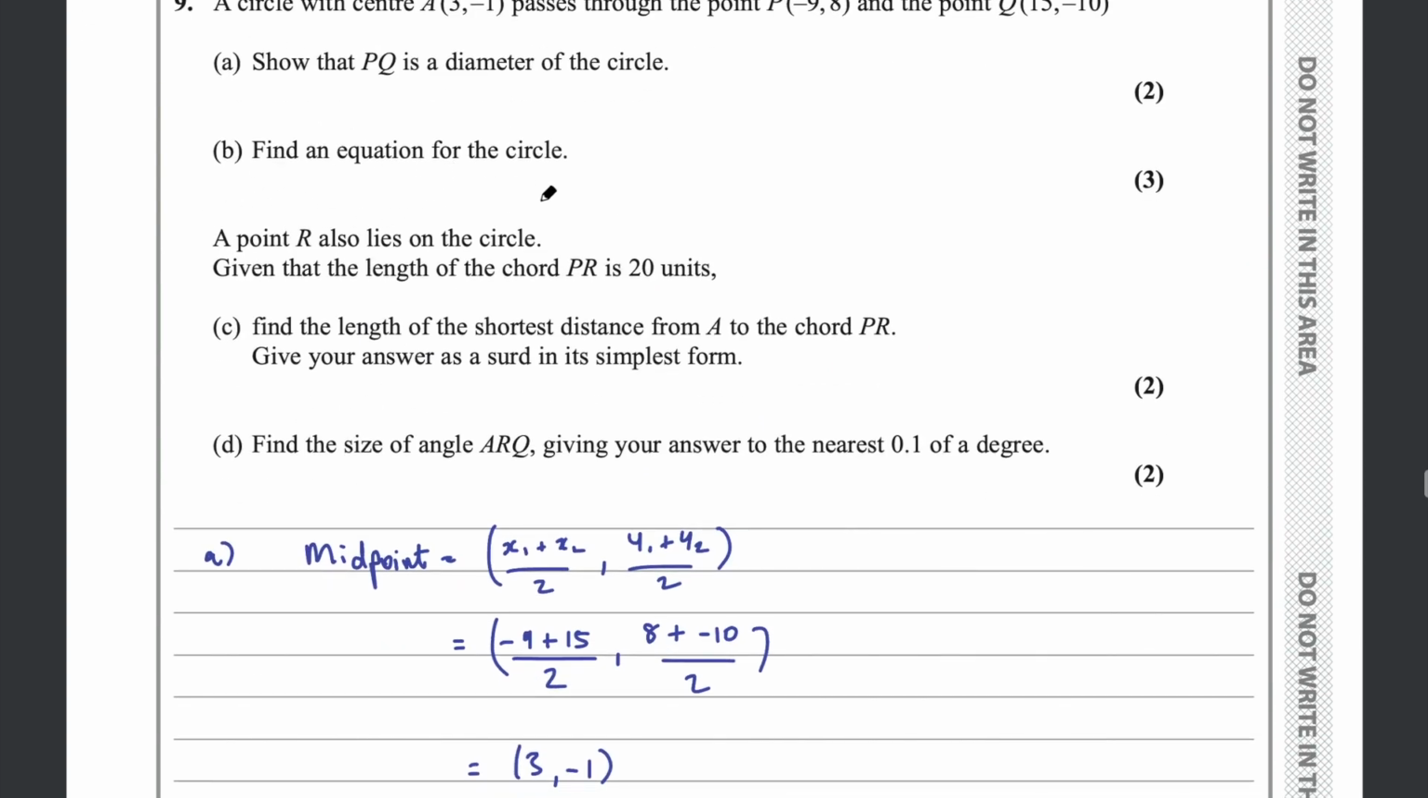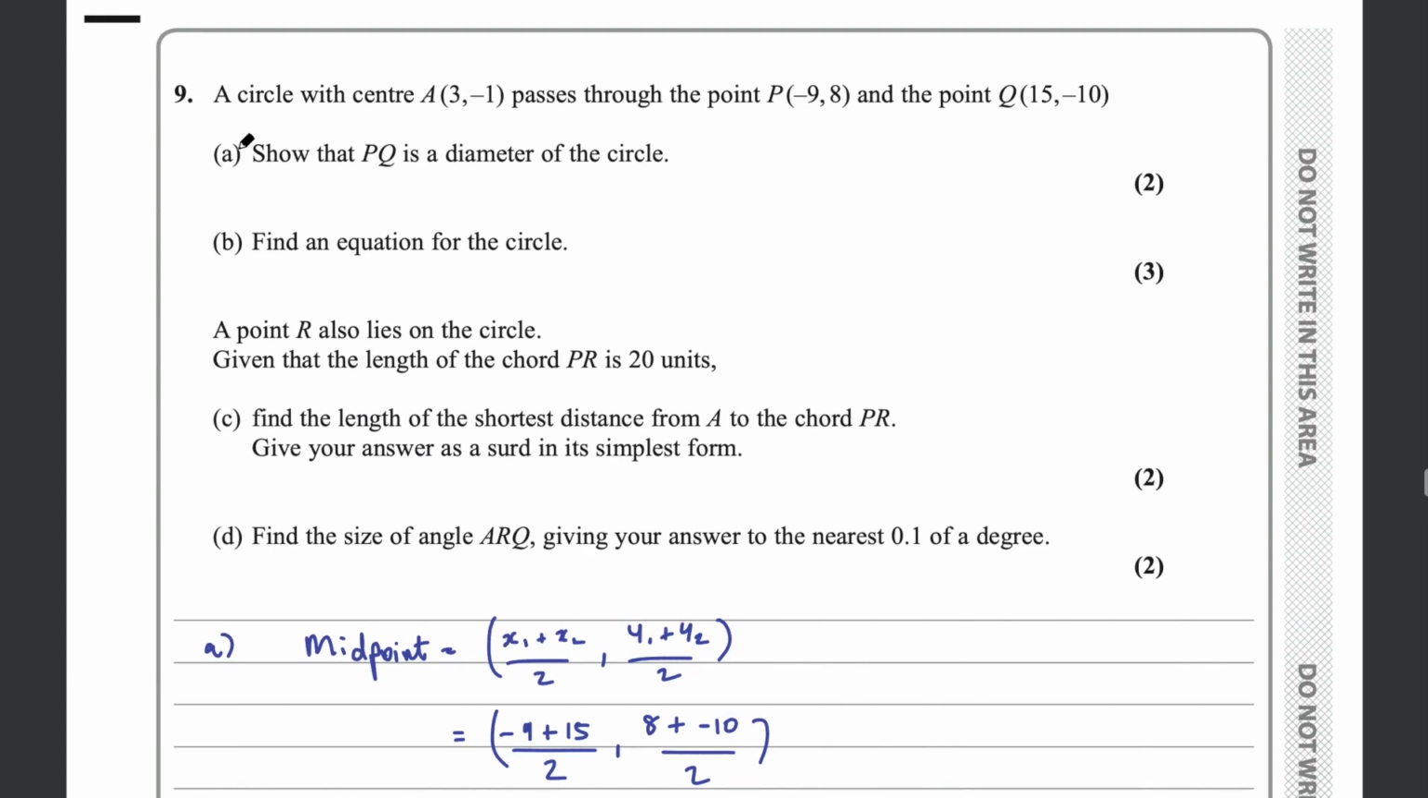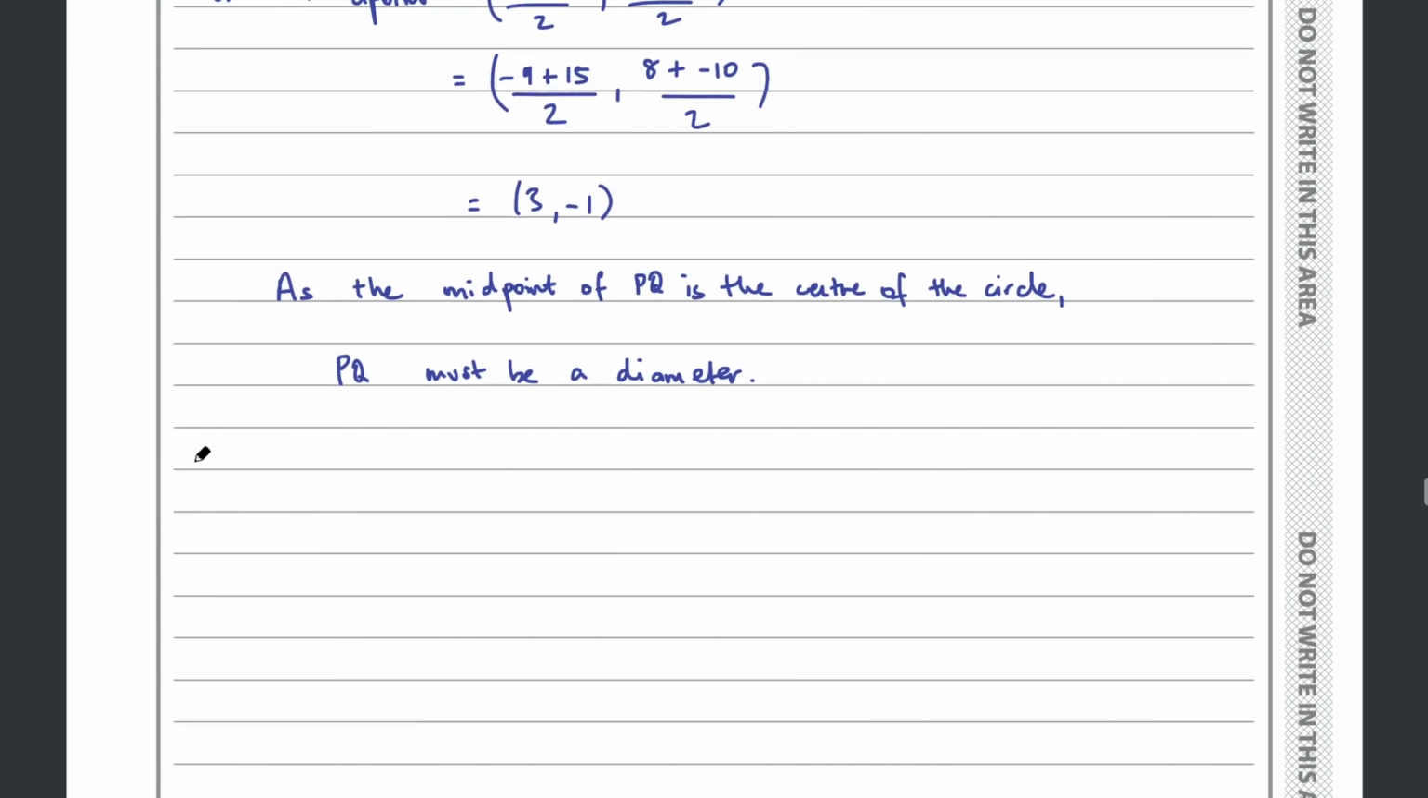Part B says find an equation for the circle. Okay, so let's start with the general equation for a circle, and that is x take a squared plus y take b squared equals r squared. This is where AB is the center of the circle, and r equals the radius. Sorry, r is the radius.